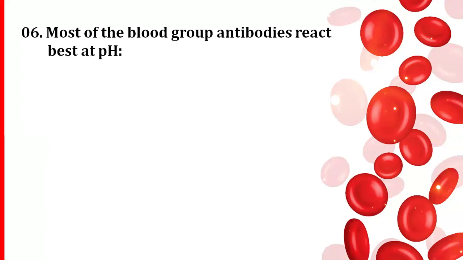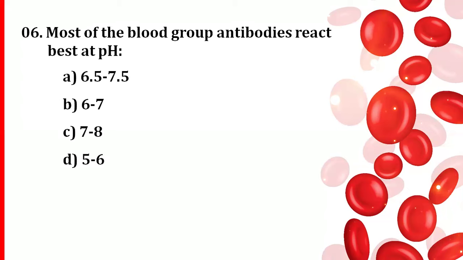Next question, most of the blood group antibodies react at best pH. Option A, 6.5 to 7.5. Option B, 6 to 7. Option C, 7 to 8. Option D, 5 to 6. Here, the right answer is option A, 6.5 to 7.5. So most of the blood group antibodies react at a best pH of 6.5 to 7.5.